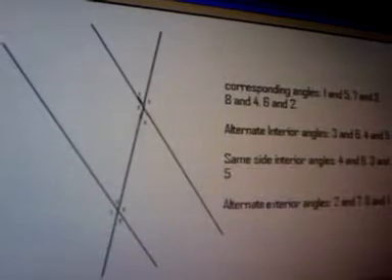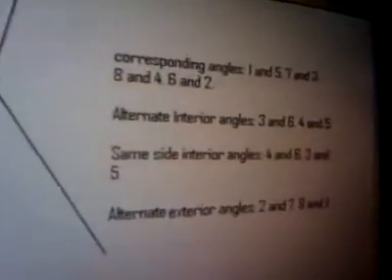Corresponding angles are 1 and 5, 7 and 3, 8 and 4, 4 and 6. The alternate interior angles are 3 and 6, and 4 and 5. The same side interior angles are 4 and 6, 3 and 5. Alternate exterior angles are 2 and 7, and 8 and 1.